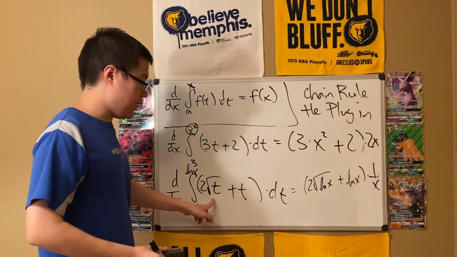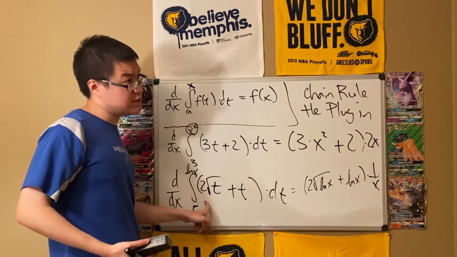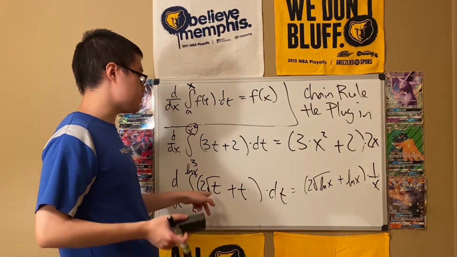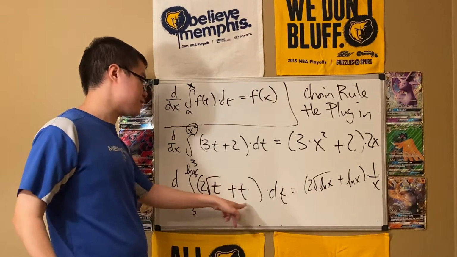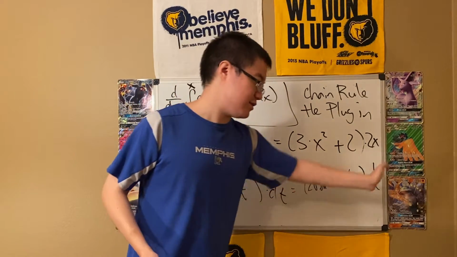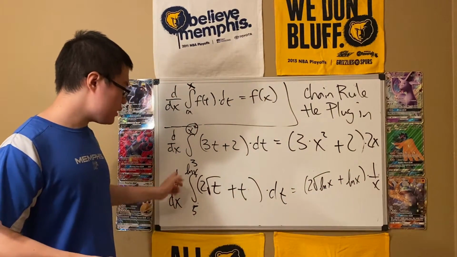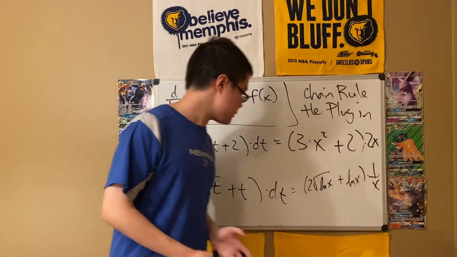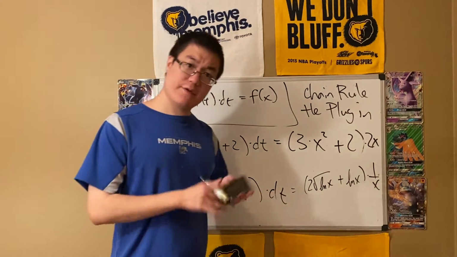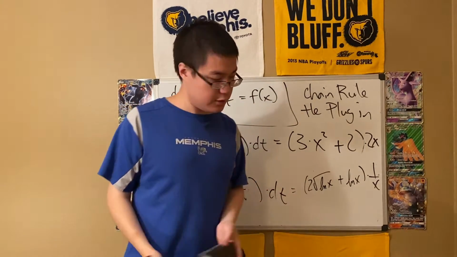Some of my students would multiply by, for example, the derivative of all this, which is more complicated. It's 2 times 1/2 t to the negative 1/2 plus 1, but notice that that's not what you do. Again, all you do is multiply by the derivative of the inside. So hopefully you got that correct. If you didn't, don't feel bad. We're just learning something new.